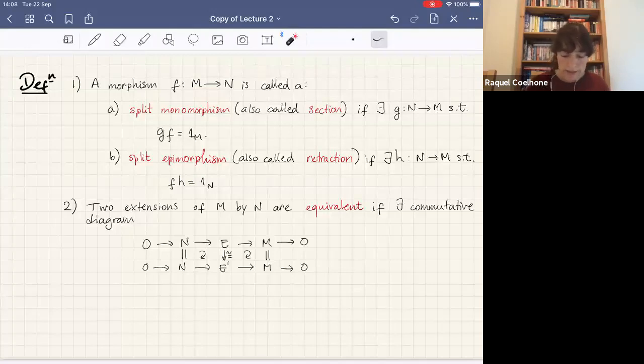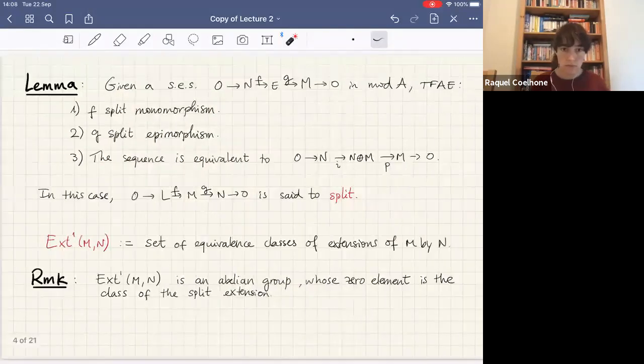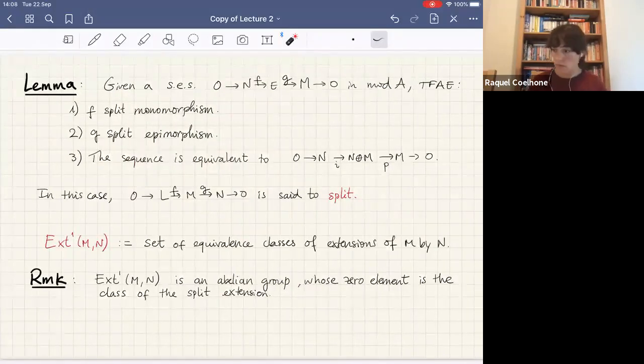Okay, and I'll say that two extensions of M by N, so two exact sequences of this form, are equivalent if and only if the middle terms are isomorphic and this isomorphism gives commutative diagrams here. Okay, so this is what I call equivalent extensions. It's an exercise to check this.